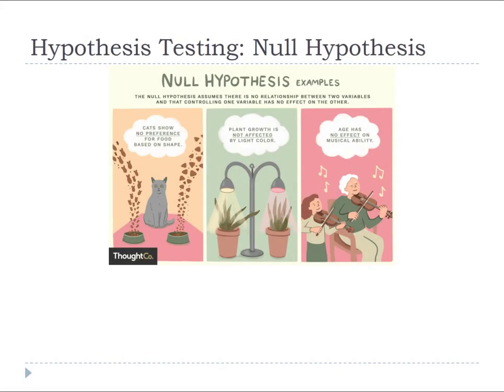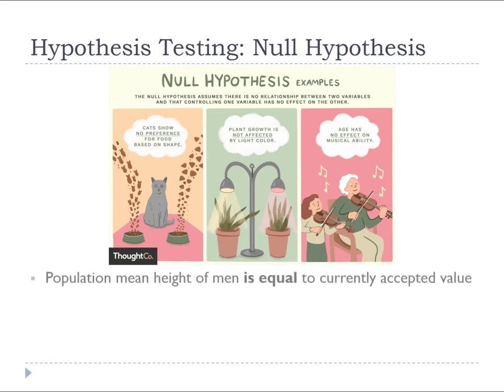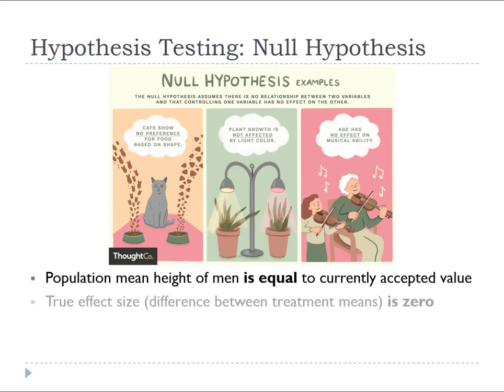The null hypothesis is a statement regarding the currently accepted or status quo value for the population parameter. It could be the hypothesis stating the population mean height of men in the US is equal to the currently accepted value. It could be the hypothesis the true effect size or difference between two treatment means is zero in the population. It could be that a particular coin is fair.